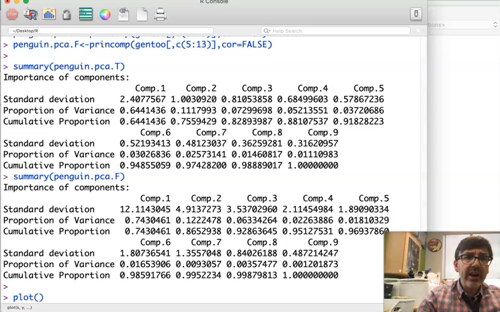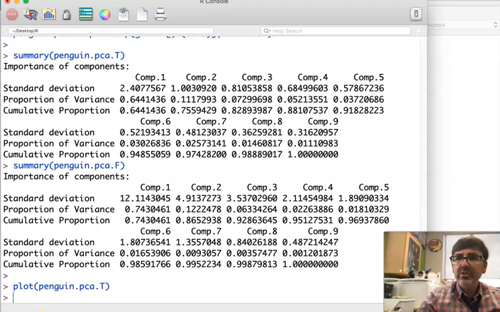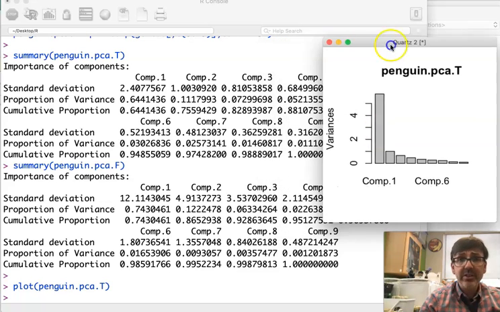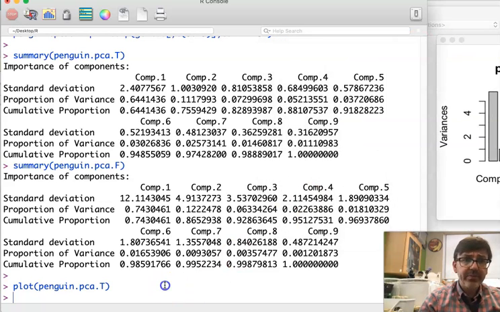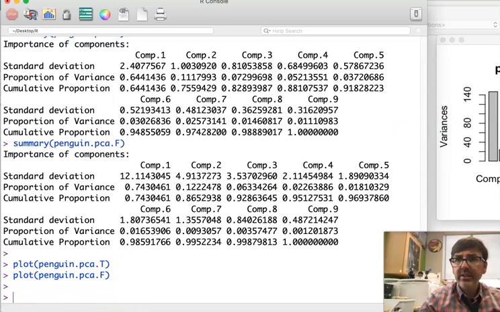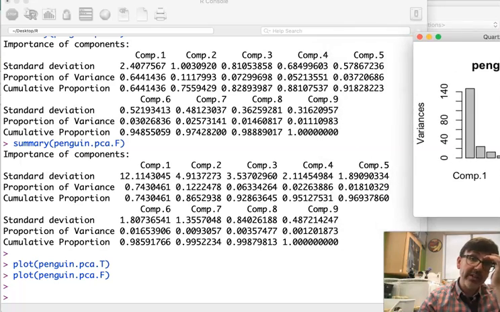We can also look graphically at those eigenvalues and look for drop-offs. So if we look at the first one, we see a pretty big drop-off between the first and the second, so maybe only principal component 1 is what you want to care about. If we look at false, also the same kind of patterns.